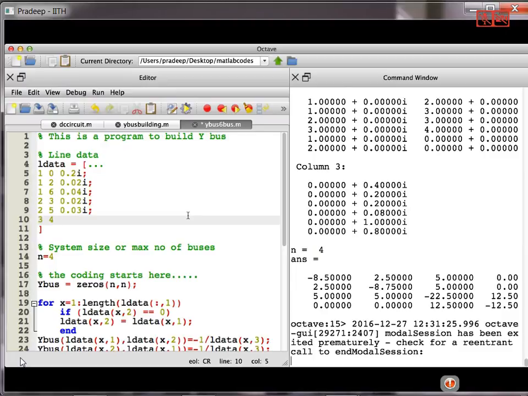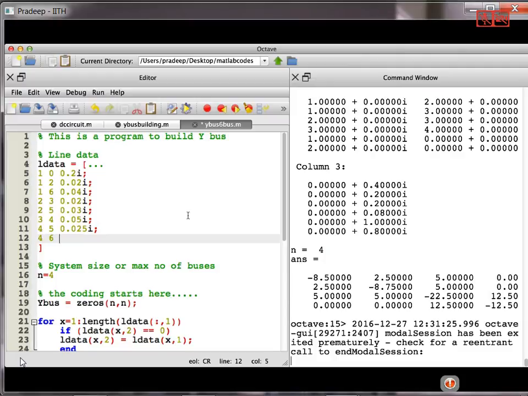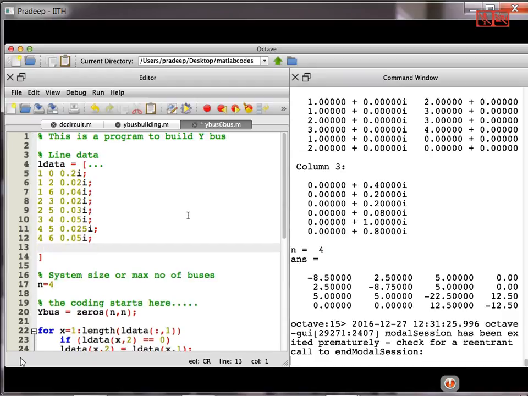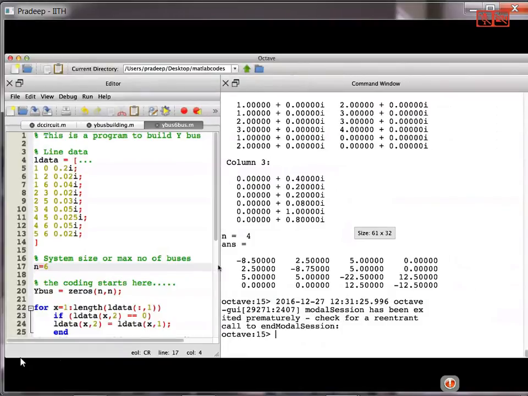Between 3, 4, 0.05i. Between 4, 5, I have 0.025i. Between 4, 6, I have 0.05i. And then the last line between 5 and 6, I have 0.02i. So the line data is given and the system size is now 6. That's all. I just have to run this and then I'll be getting the Y bus. The rest of the code, no change. So I just run this code.